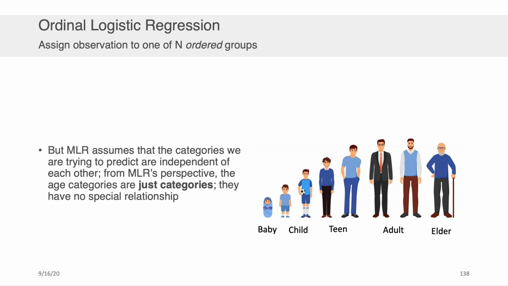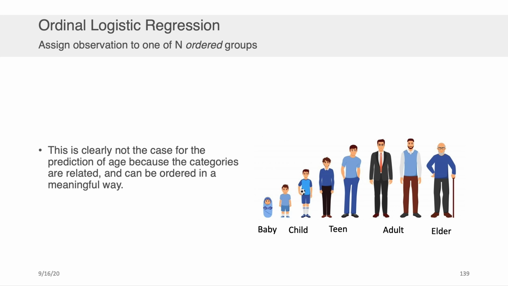But the problem with multinomial logistic regression is that it assumes that the categories we're trying to predict are independent of each other. So it assumes that the difference between an apple and an orange is as different as between a child and a teen, and that the relative difference between an apple and an orange, for example, is no more or less than the relative difference between an elder and a baby. And intuitively, we know that that's not true, right? I mean, there is a logical way to order these categories that we have there on the bottom of the screen. A child as a group comes after babies as a group, teens as a group come after children as a group, and so on and so forth.